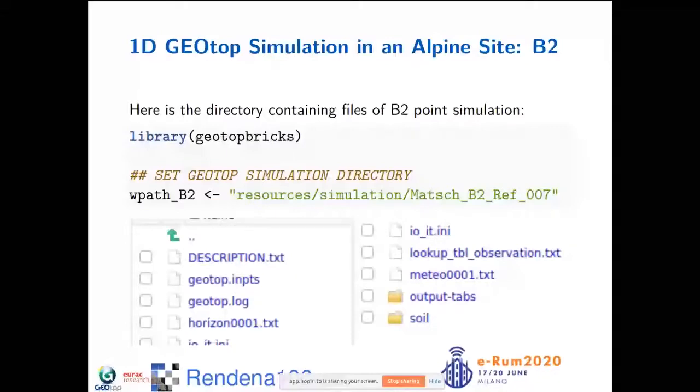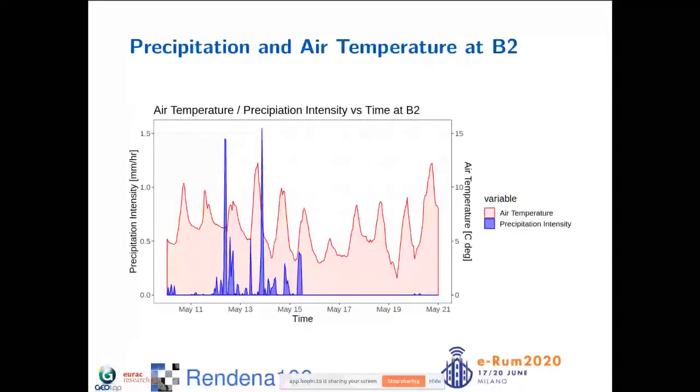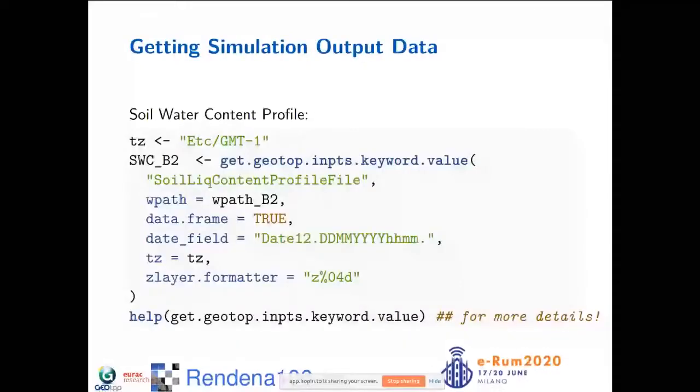With the simple R package called GEOtopbricks, you can point to the directory on your machine containing the data of the simulation B2, and with a simple function of this package you can retrieve a zoo object, in this case the meteorological forcing time series, just by calling a keyword. This is a plot after the data is imported into our session. We can do similar things for soil water content, which is another keyword.